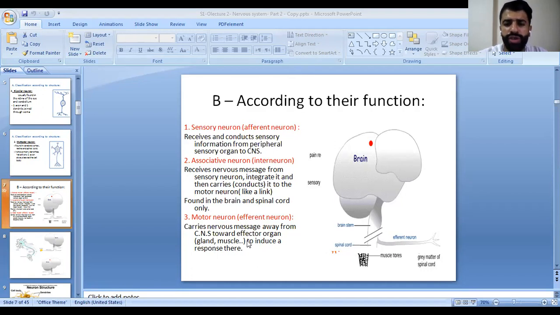The motor neuron is called the efferent neuron. It carries nervous messages away from the central nervous system toward the effector organ, whether a gland or a muscle, to induce a response there. So according to their function, we have three main neurons: sensory, which is called afferent; the interneuron, or associative neuron; and the motor neuron, which is the efferent neuron.